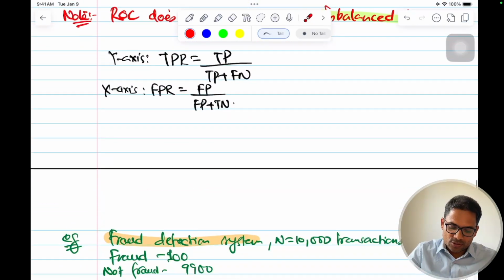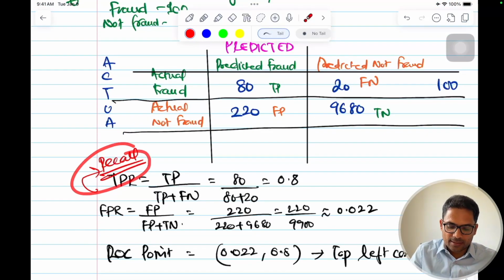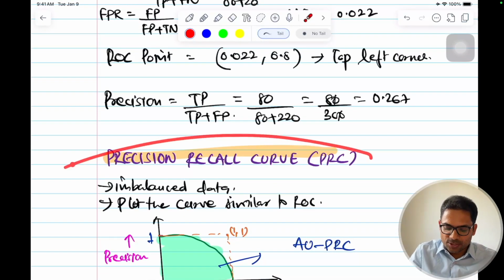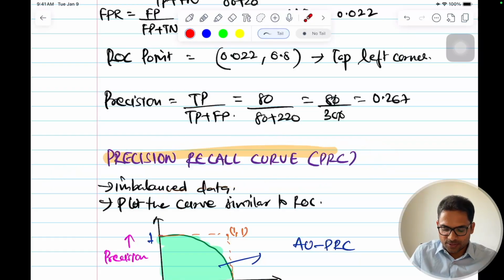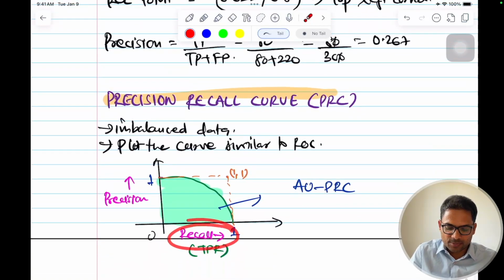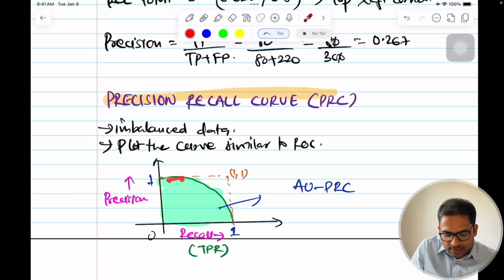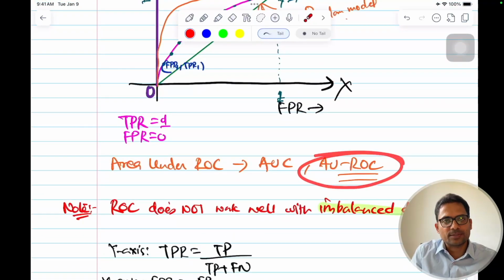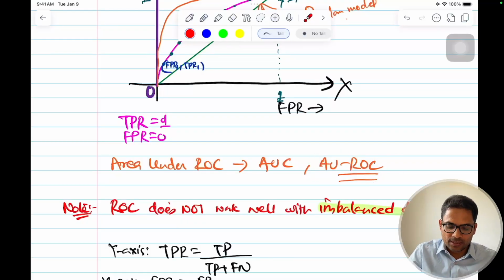Okay, and then we saw how ROC doesn't work so well with imbalanced data, and the solution for that was the precision recall curve. In the precision recall curve, we plot the recall on the x-axis and precision on the y-axis. The curve is generally not smooth; you will get something jagged in practice, and that is good enough. The area under this precision recall curve is called AU-PRC, and the area under the ROC is called AUC or AU-ROC. That's all. Okay, if this is clear.